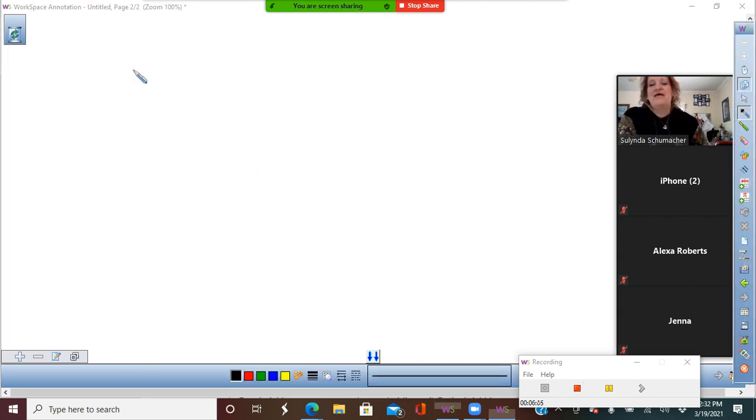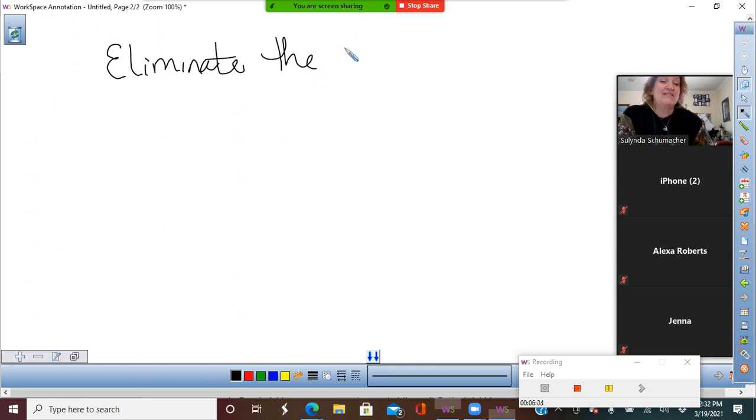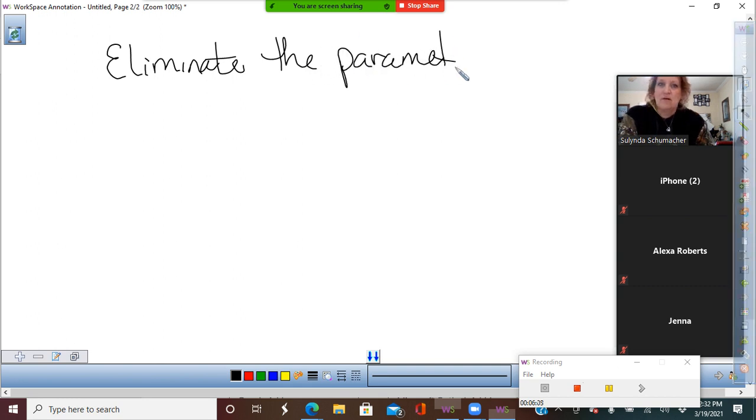The next part is eliminating that t. So what if you're given, and we're going to say eliminate the parameter, because that's what that t is referred to, the parameter. All right. So you're given these two equations, your x and y, and they have t's in them. We need to get rid of that and put it back to our normal equation.